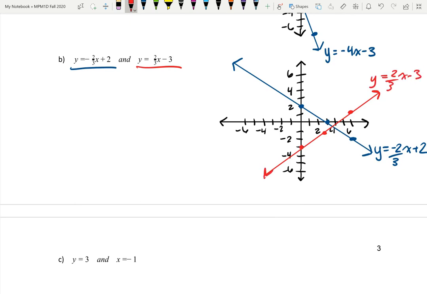And then I'm going to look at my slopes, and my slopes are not negative reciprocals of each other, nor are they the same. So I'm going to write neither parallel nor perpendicular lines.